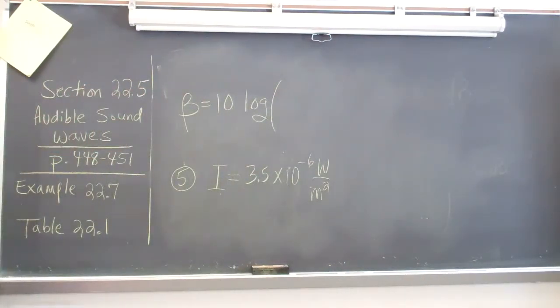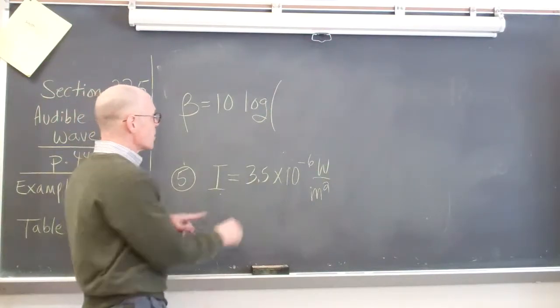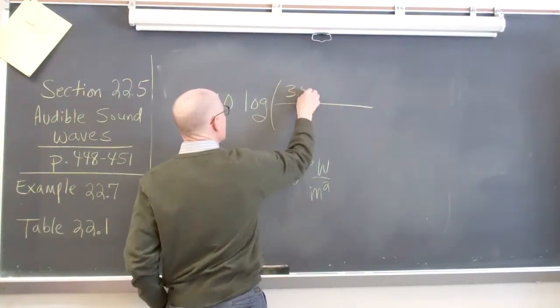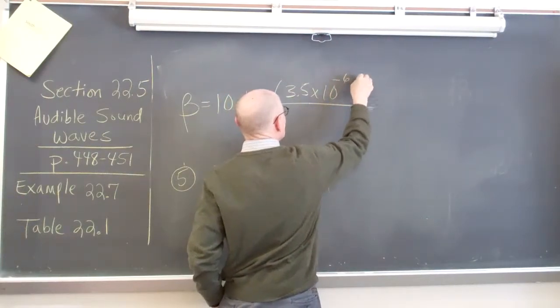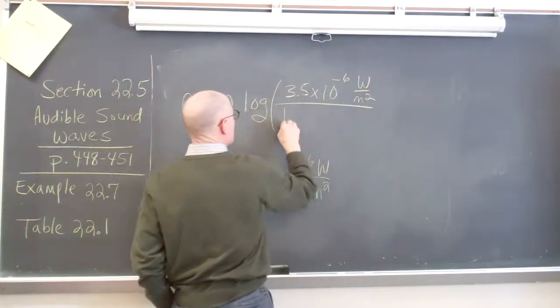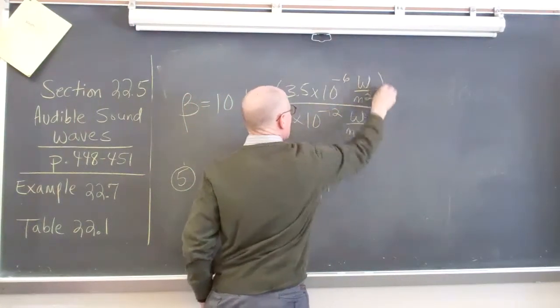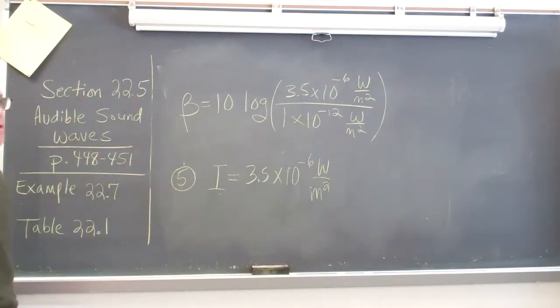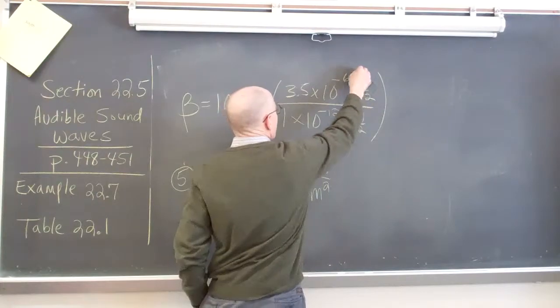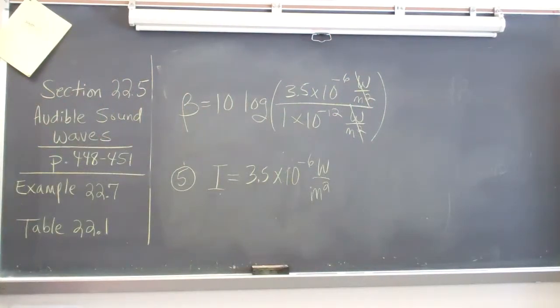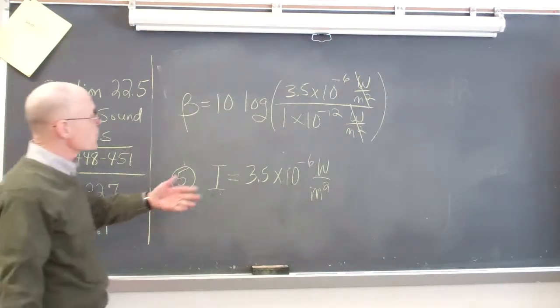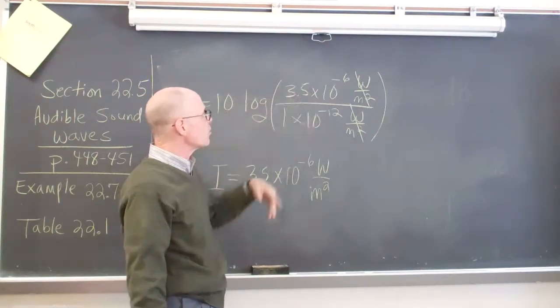So the intensity level in decibels will be 10 times the log of the intensity of the sound divided by the hearing threshold intensity. And again, the units cancel out. Again, you could do this manually if you wanted to. 3.5 divided by 1 is 3.5. And then you could take the 10 to the minus 12 and flip it up into the numerator.